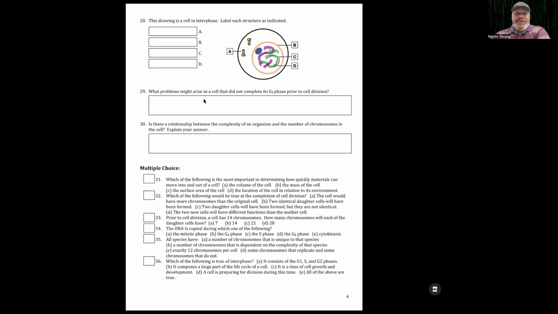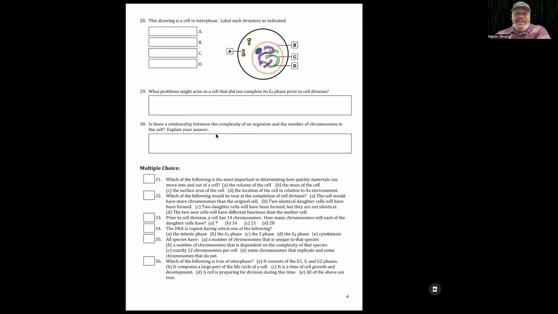All right. What problem might arise in a cell that did not complete the G1 phase prior to the cell division? Well, you have to first figure out what happened during the G1 phase and what needs to happen in the rest of the cell cycle that if G1 is missed is going to cause a problem. So that's your thinking for that question.